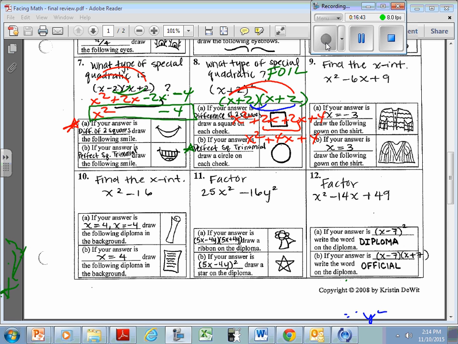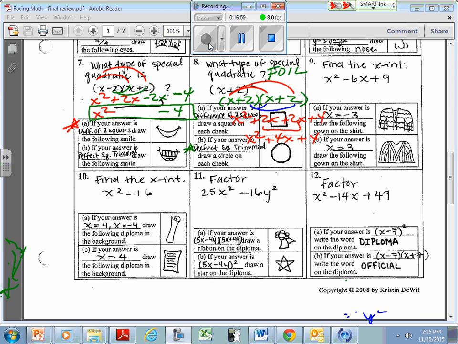Am I recording? Yes. They didn't ask us to do that, but at least you know the difference between a perfect square trinomial, which has 3 pieces in it, and a difference of squares, which only has 2 pieces, also known as terms. I know that find the X-intercept is a code for factor this trinomial.